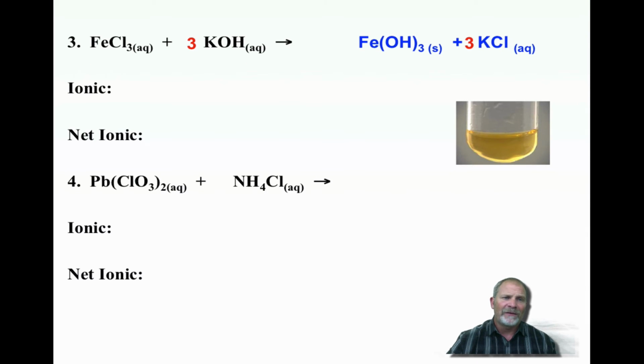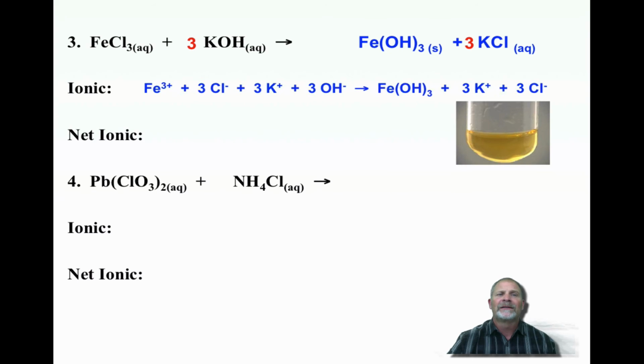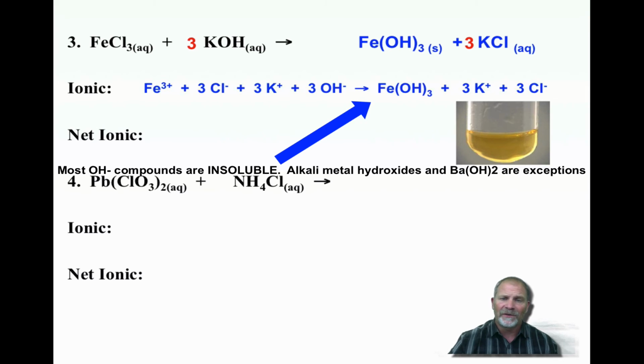Now I'm going to strip it down. So I have iron 3+. I have 3 chlorides, each coming as a -1. I have 3 potassiums +1. I have 3 hydroxides -1. My ferric hydroxide actually falls out as a precipitate. In the salt, hydroxides are soluble except with alkalis.